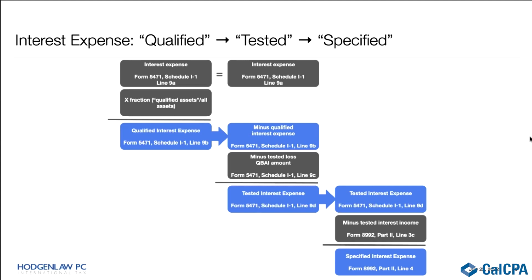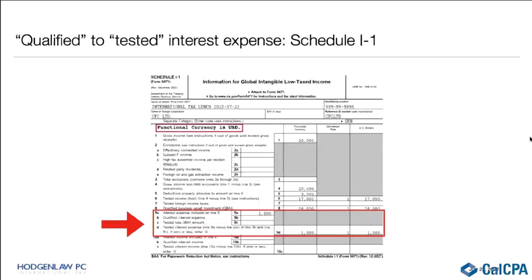And again, this is a giant mess, but I will give you my best shot at the 2-minute overview, and we can spend some quality time together if you want more detail some other time. So here we go on Schedule I-1. You see on line 9A, we have interest expense, 1,000. And then we have line 9B, and that's the interest expense that the CFC really truly paid. Then we have line B, which is qualified interest expense.